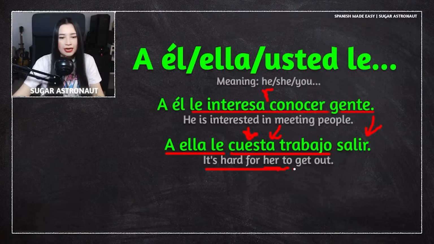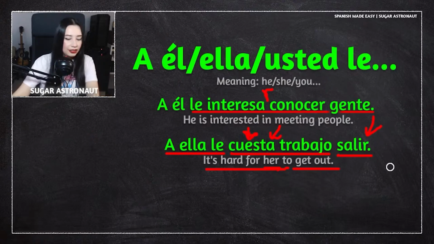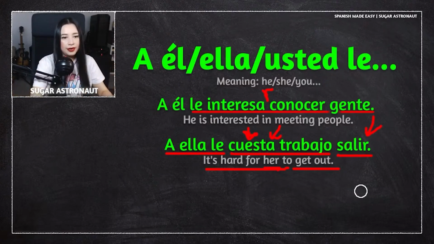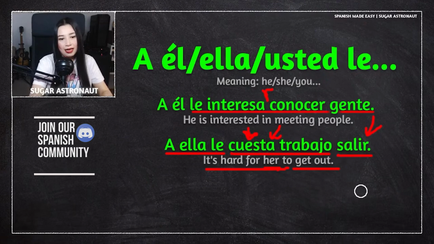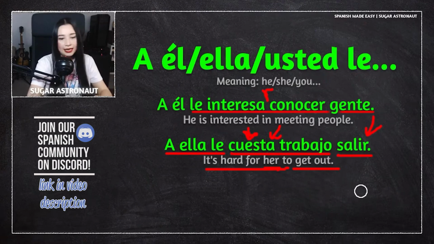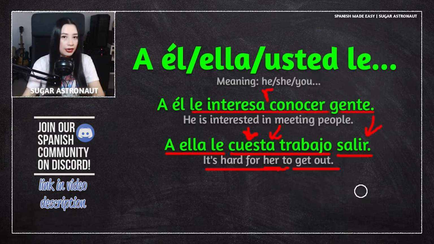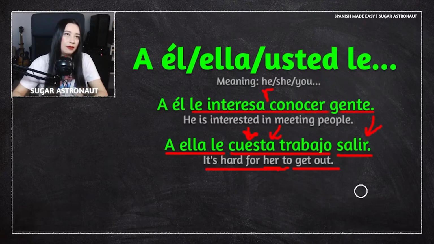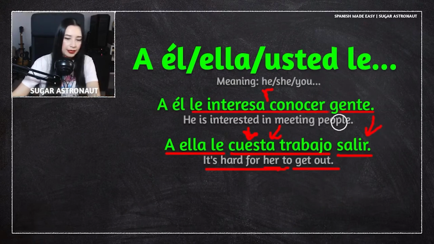Salir. To get out or just to go out. This is what it means. Salir. Interesting. And as you can see here, salir is in an infinitive form again. So usually you have the phrase a él le, a ella le, a usted le. Then you have the verb conjugated. And if you add another verb, then it has to be the second verb in an infinitive form. It means that you don't conjugate it. Okay, excellent.